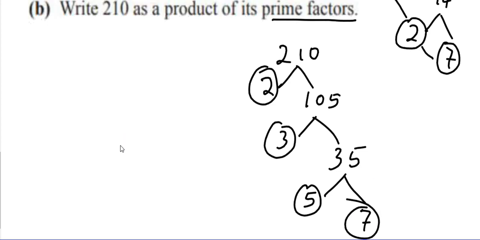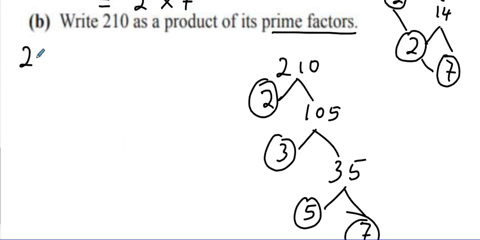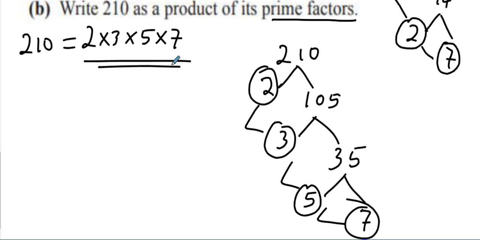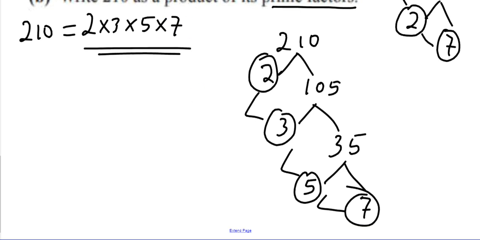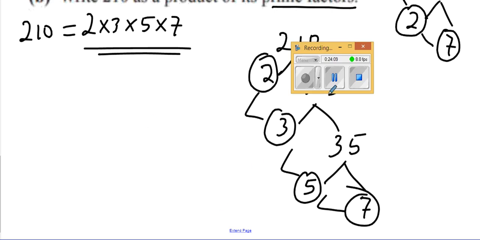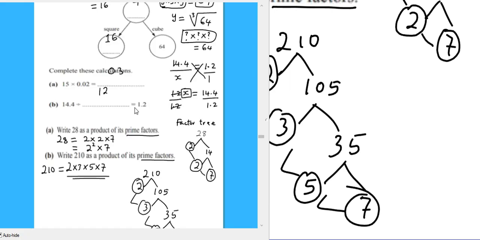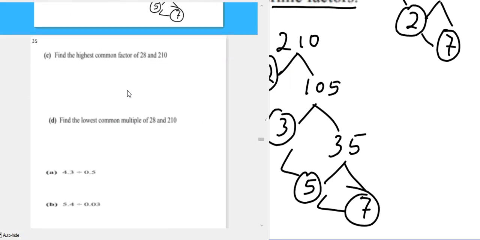So that indicates that 210 as a product of its prime factors will be equal to, take this, take that, multiply them: 2 times 3 times 5 times 7. This is your final answer. I hope that helps. So far we have gone 24 minutes. Okay, let us go to the next question.